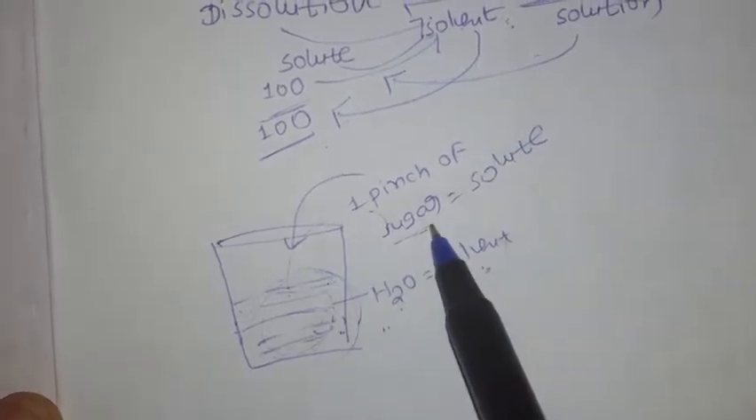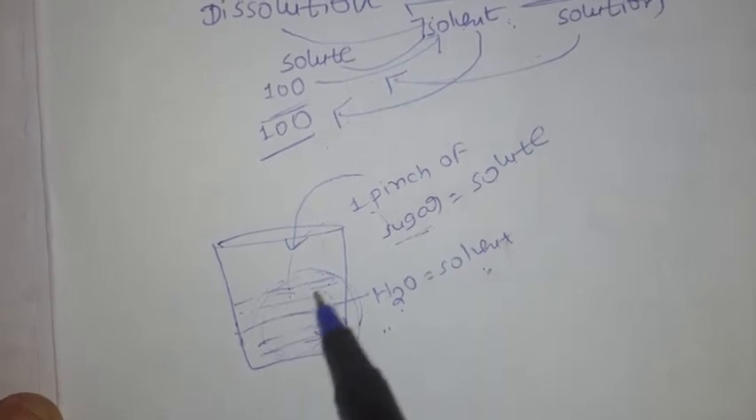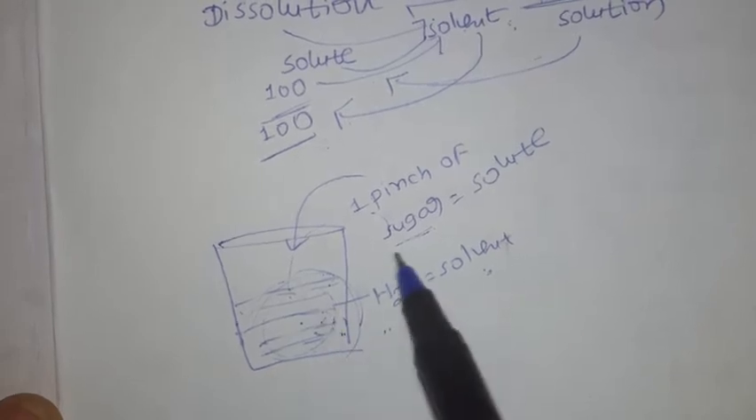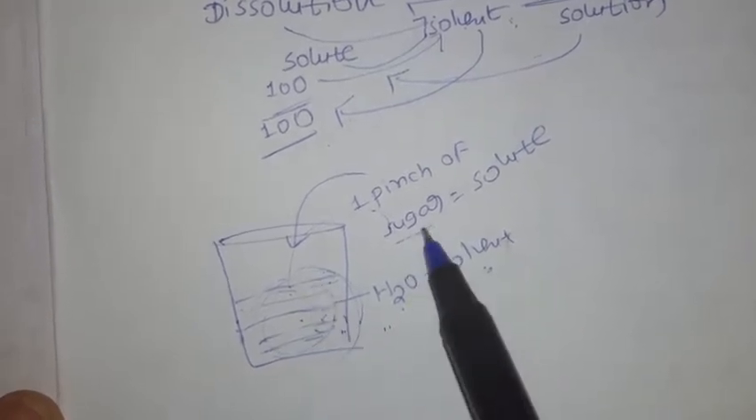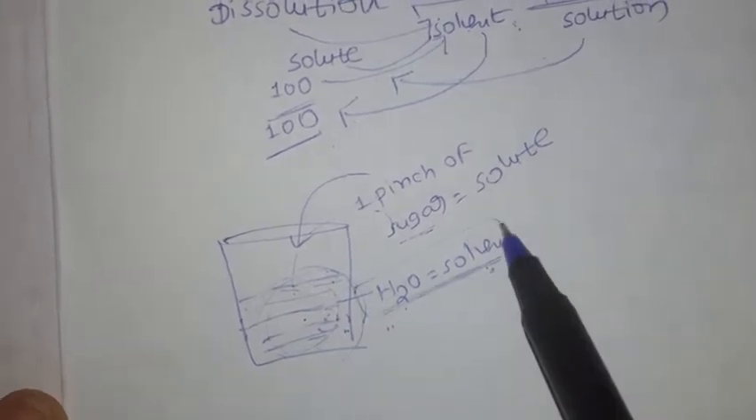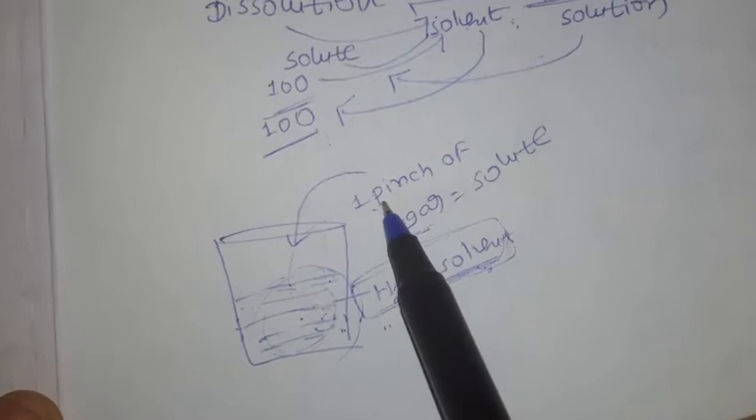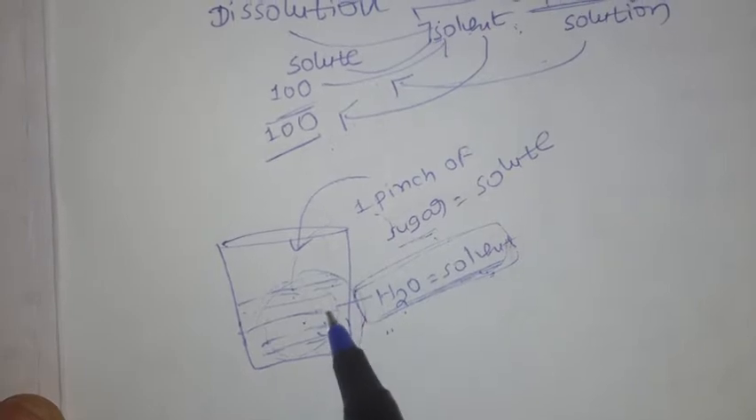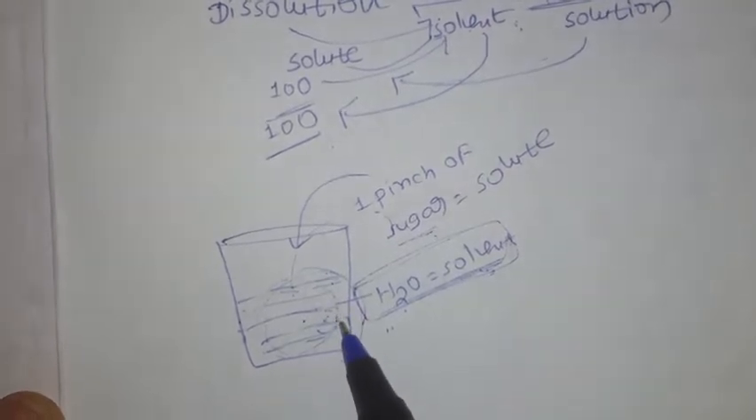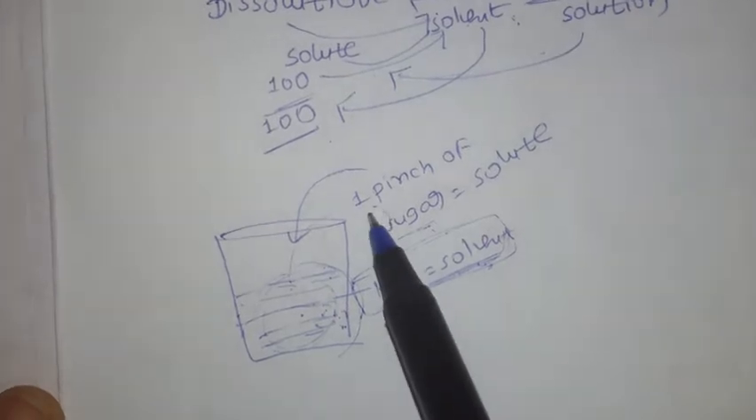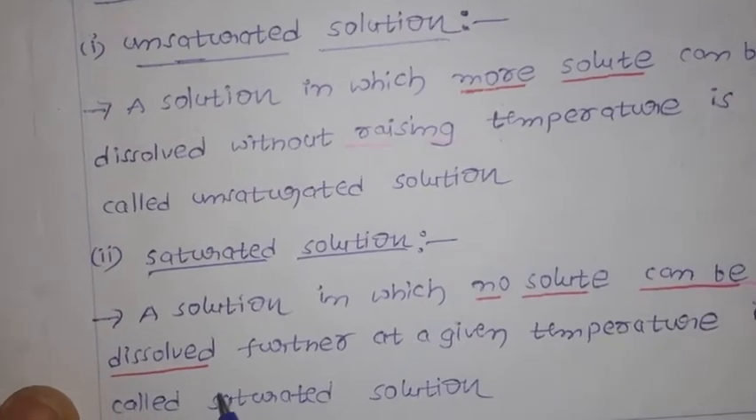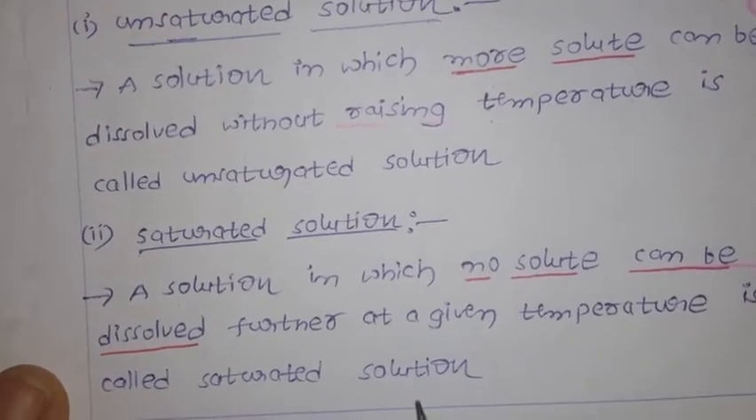In the first case you add a pinch of sugar, which is very less. Again our solvent is asking, give me some solute, I can dissolve more. It is not satisfied with the solute, so it is called unsaturated. Now saturated means this much amount of solvent can dissolve some amount of sugar, and that is sufficient. Without heating you dissolve that amount of sugar, and that is called saturated solution. Given an amount of solvent, the amount of sugar is sufficient. A solution in which no solute can be dissolved further at a given temperature is called saturated solution.